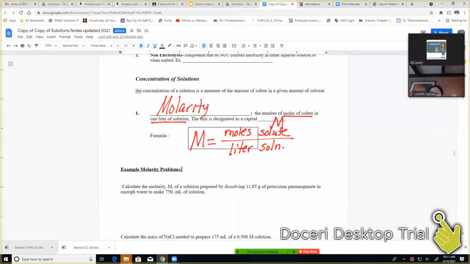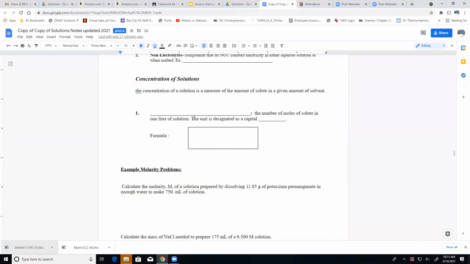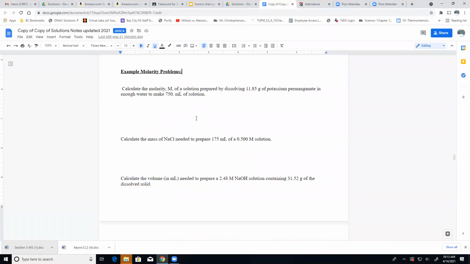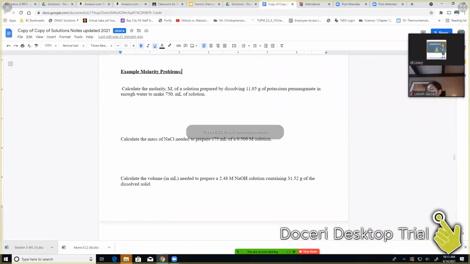All right, so let's look at some different problems and some different ways that we may see this formula, because it usually isn't just straightforward. That would be too easy and too uneventful. Calculate the molarity of a solution prepared by dissolving 11.85 grams of potassium permanganate. If you notice, I put your ion sheet there because you're going to be figuring molar masses. You're going to have to be writing some formulas too. In enough water to make 750 mLs of solution.